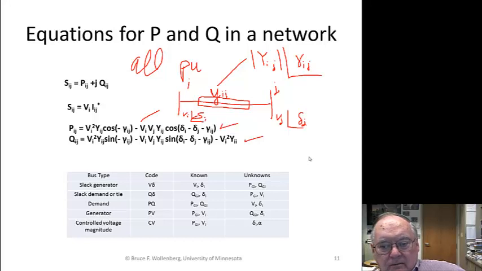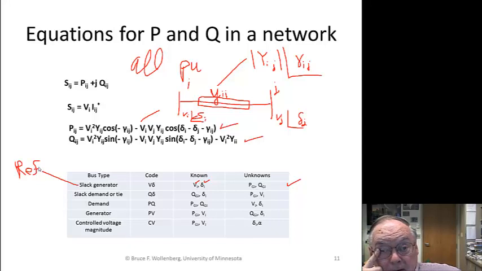Okay, so we need to also define the bus types. Now, the slack generator is a generator where we say that it's a V theta bus, and that means that we know the voltage magnitude and we know the phase angle. What we don't know are the P and Q at the bus. I often call this the reference generator. You'll hear me referring to that as the reference generator later on in the text.